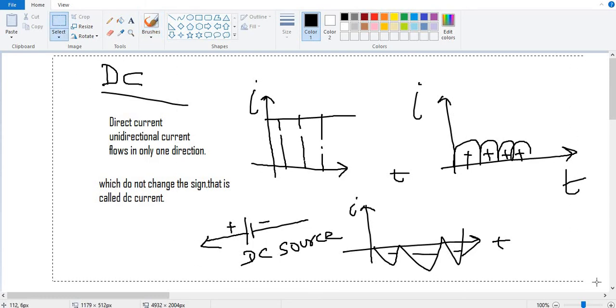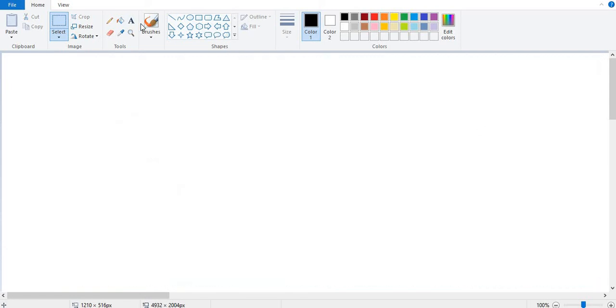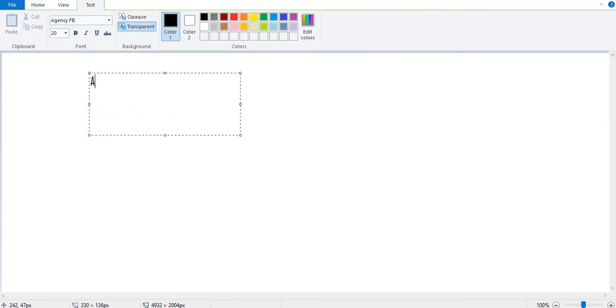Now we will see about AC, because our topic is AC. I will start with AC. First I will see what is AC current. It is just the opposite of DC current. What is DC current? It does not change its direction. But AC current changes its direction. Which changes its direction is called AC current.